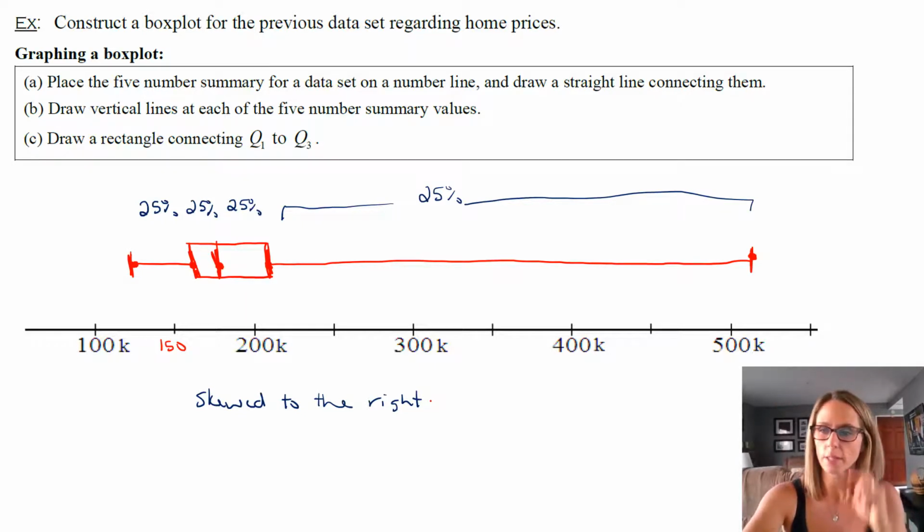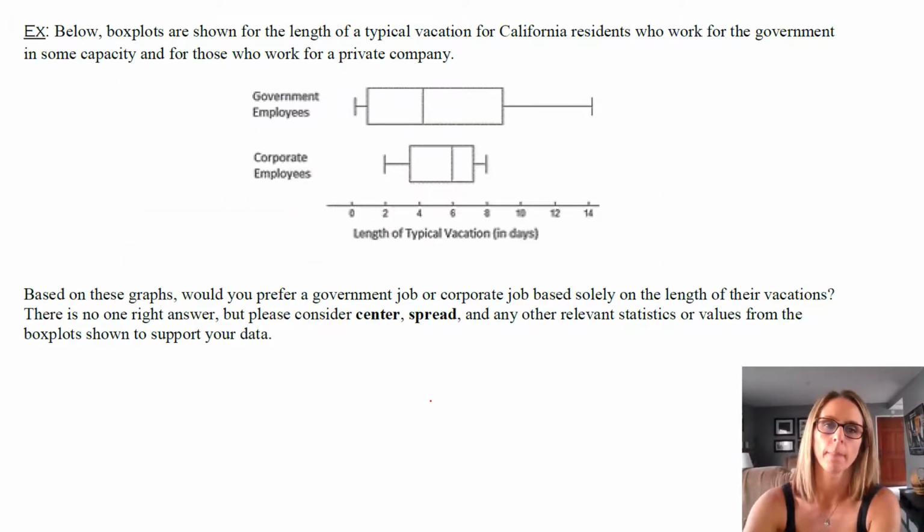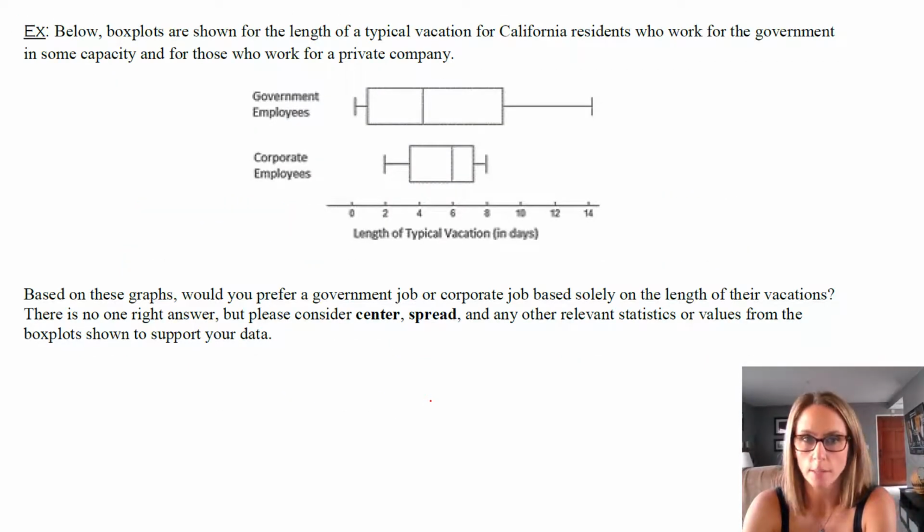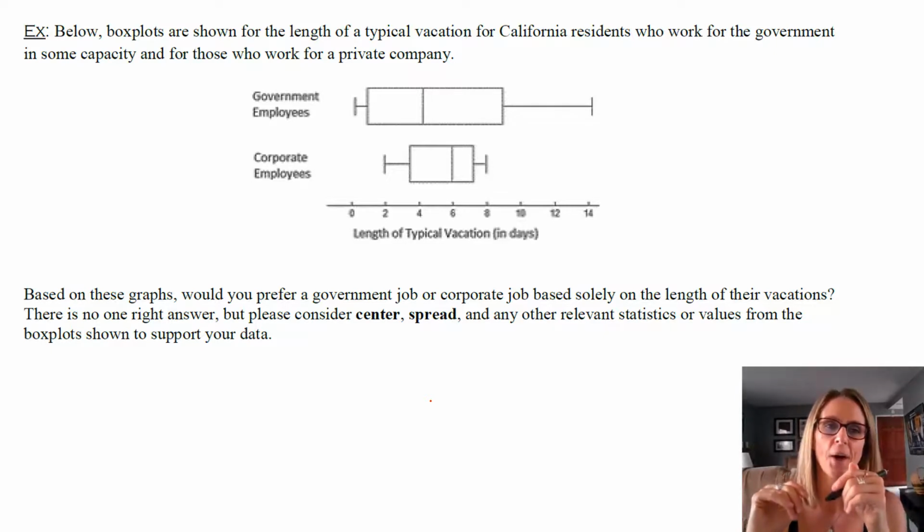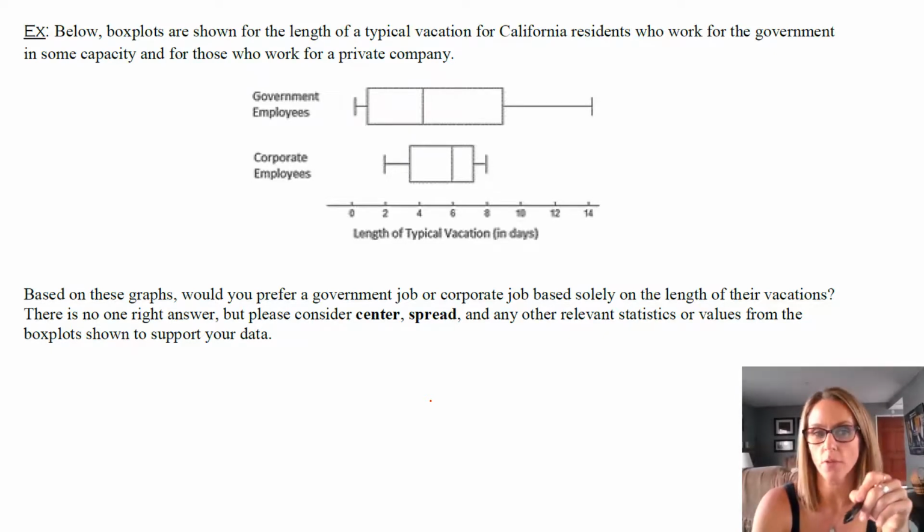So now let's do one last example and then we're done with chapter 3. Here are 2 box plots. They are shown for the typical length of vacation for California residents who work in the government in some capacity and for those who work in a private company. So basically they looked at a bunch of data, said how many vacation days do you have, say, per year, or length of a typical vacation. So how long do you get to take as a vacation? And then they made box plots for that.